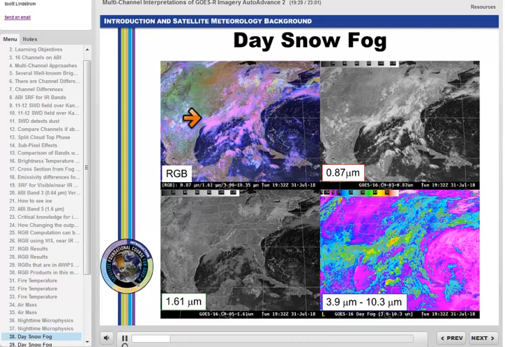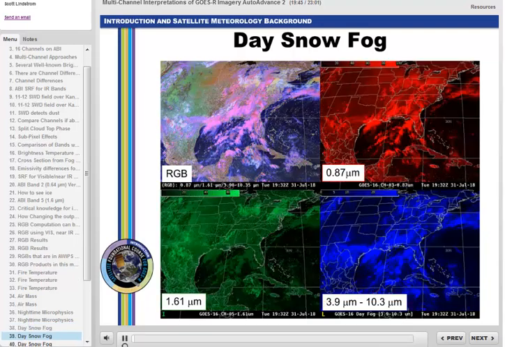Day Snow Fog combines the Veggie band, band 3 at 0.87 micrometers, the Snow Ice channel, band 5 at 1.61 micrometers, and the Day Fog brightness temperature difference, 3.9 minus 10.3. It's useful only during the day. Reflectance values for the 0.87 micrometer and 1.61 micrometer bands are 0 to 100. Brightness temperature difference values used are between 30 and 0.